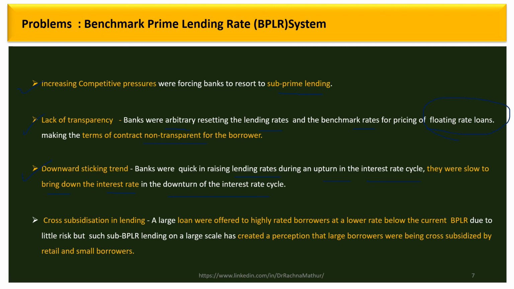And the important criticism of cross-subsidization in lending. It was often seen that large loans were offered to highly rated borrowers at a lower rate in the benchmark prime lending system. The rates were lower than the current benchmark prime lending rate due to little risk, but such sub-benchmark prime lending on a large scale created a perception that large borrowers were being cross-subsidized by retail and small borrowers in the benchmark prime lending rate system.